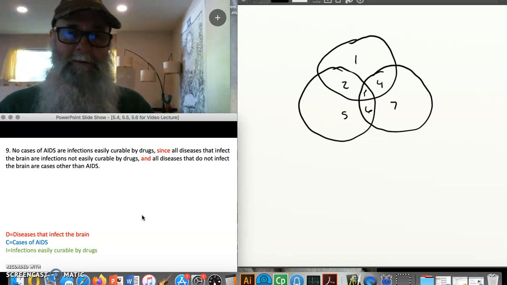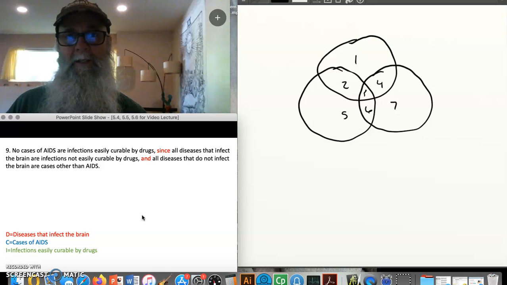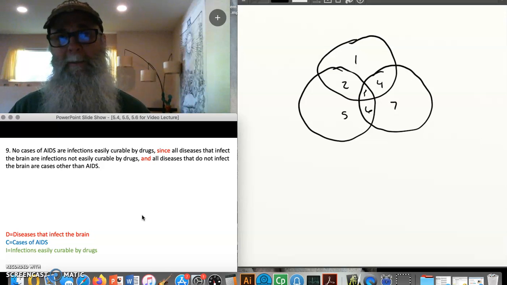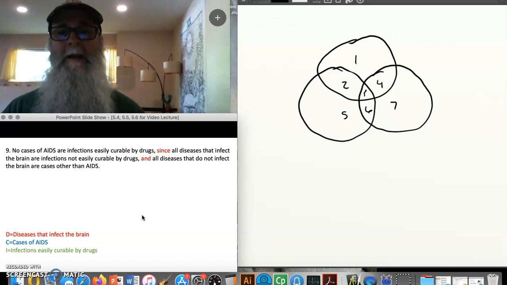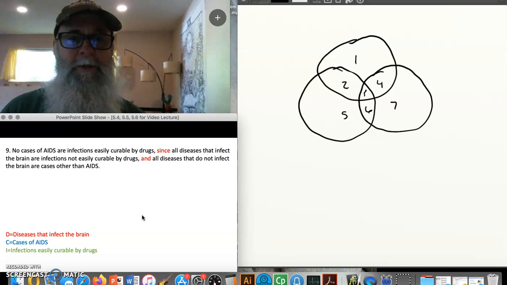The other thing I see here that's important is the word and, because I know that what and is doing is saying that the sentence that appears before and the sentence that appears after and are both doing the same thing. This is true and this is true. And all of this is telling me that the very first sentence here is the conclusion. So, no cases of AIDS are infections easily curable by drugs.